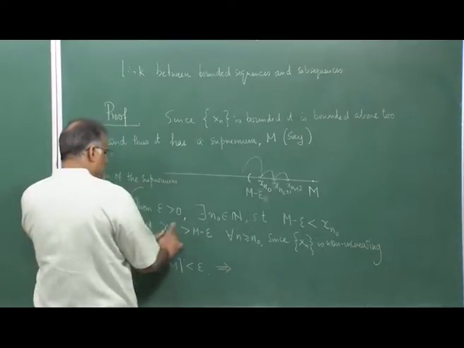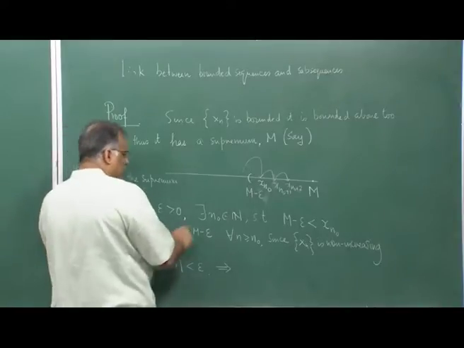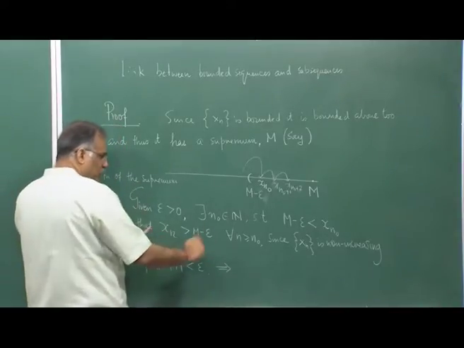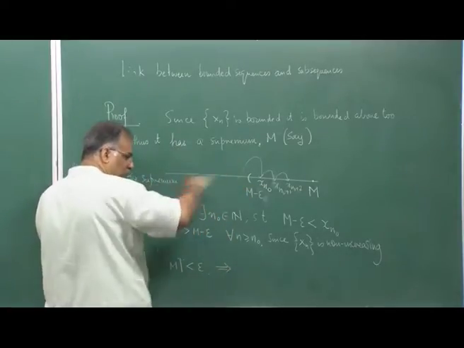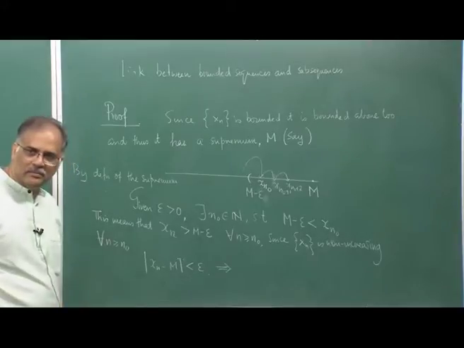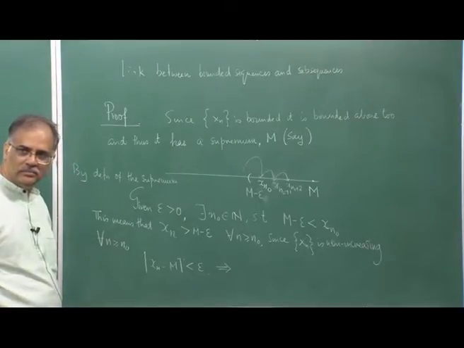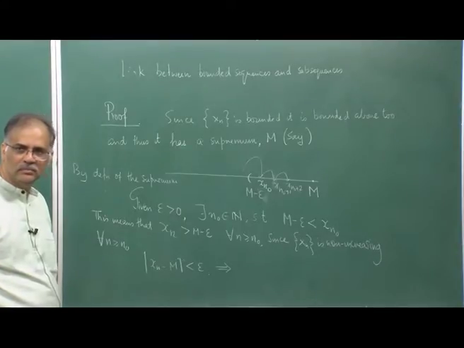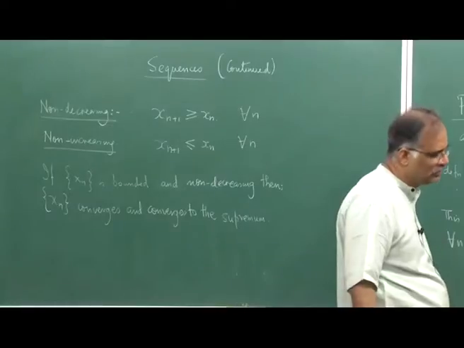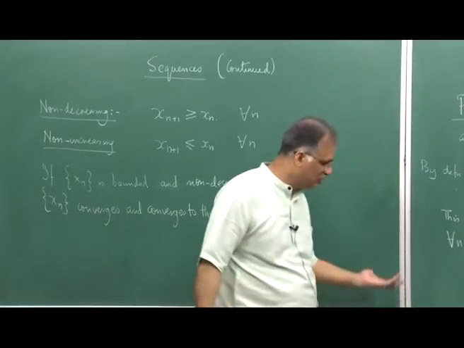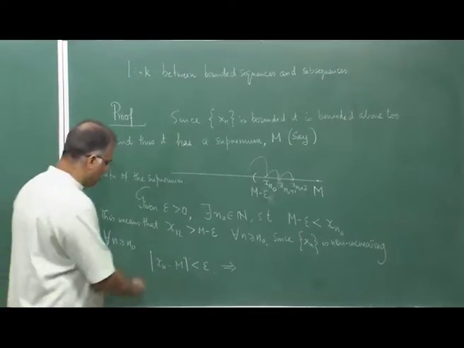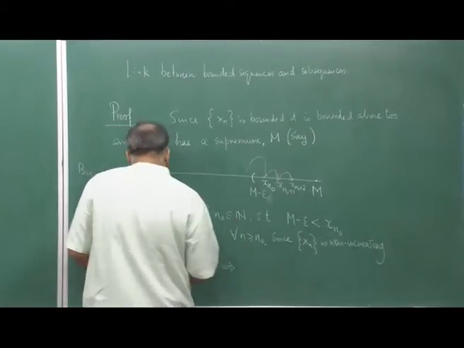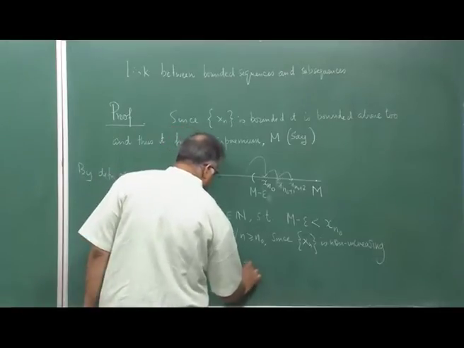So, all the xn's are now lying between m and m minus epsilon, this closed boundary. Or we can write from this that xn minus m is greater than minus epsilon, and if we take m plus epsilon, then xn is always less. But it is obvious; just looking at the picture you simply conclude this. This implies that xn goes to m.